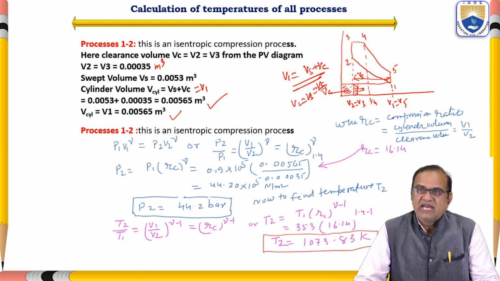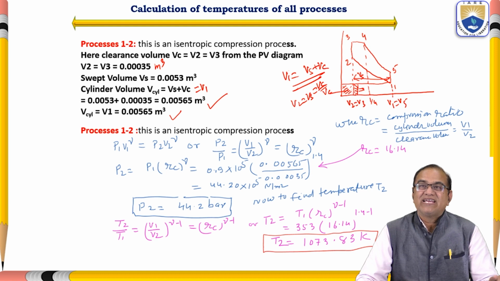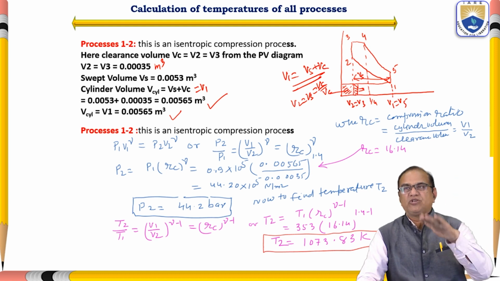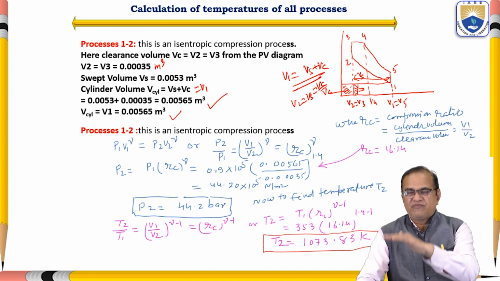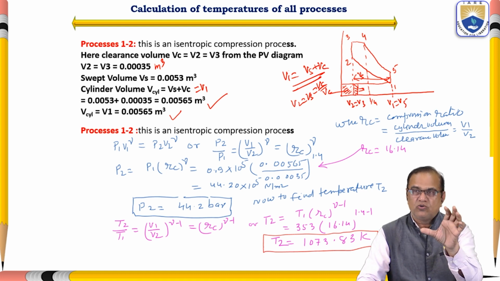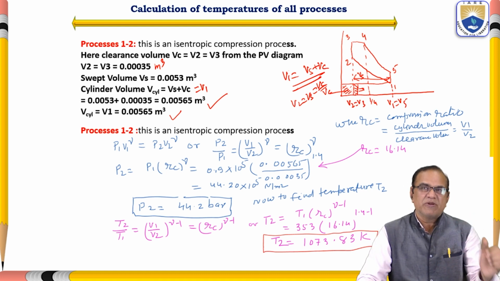Now it is always advisable to find the state points. We know the P1 and T1. We have to find P2, T2, T3, P4, T4, and P5, T5. So I will go step by step. First, I will start with process 1-2. 1-2 is an isentropic process.